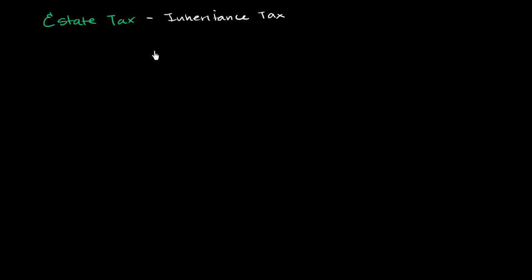Maybe it's a little bit derisive. It's called a death tax. And the general idea, let's say that right now my entire net worth, I am worth $3 million. And then I pass away. So this $3 million goes into my estate. So this is my estate.